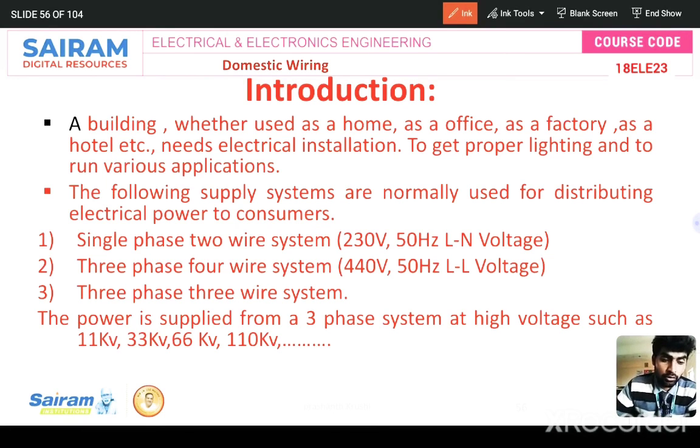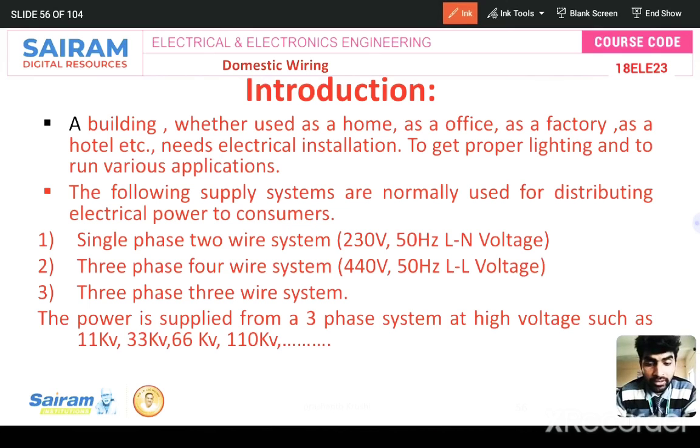So from the meter board to the particular place, that is the domestic wiring system. Basically we have a two wire system, that is phase and neutral, that is single phase. If it is a three wire system with one neutral, that is 4 wire, that is 3 phase for distribution purpose, and 3 phase 3 wire system only for transmission purpose.